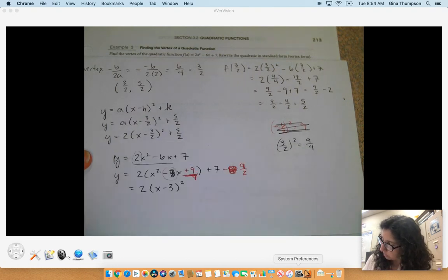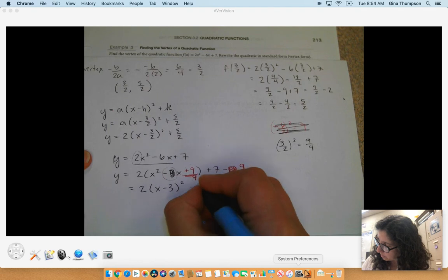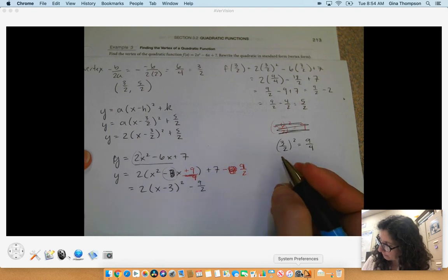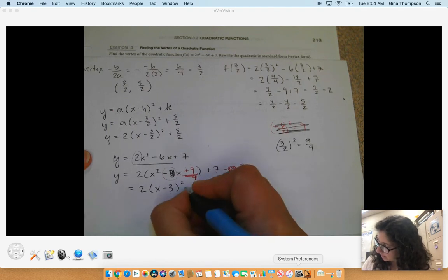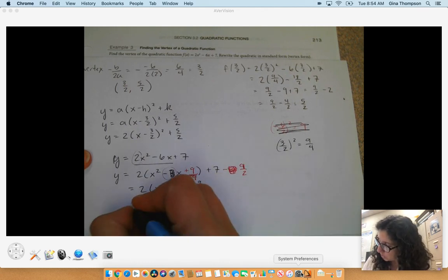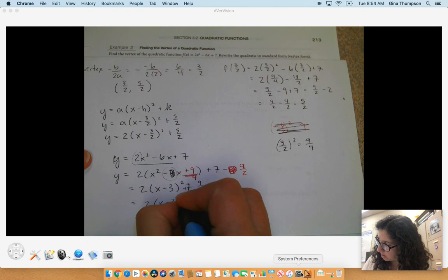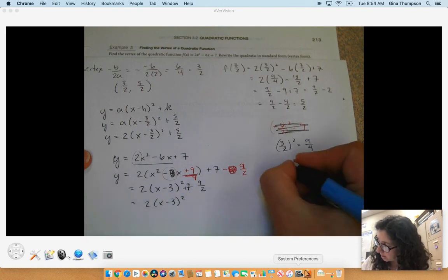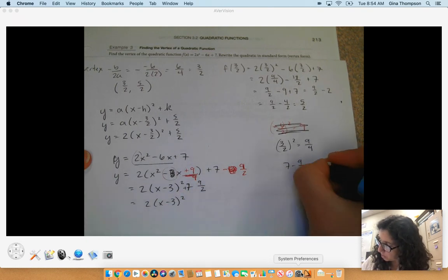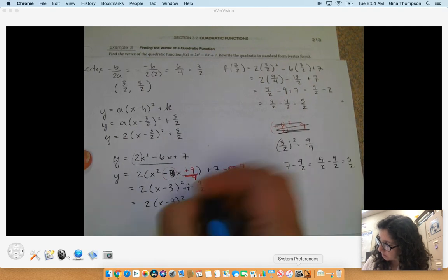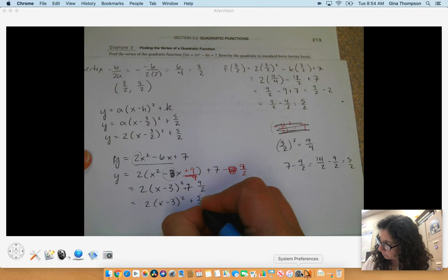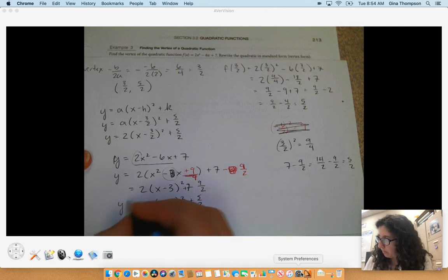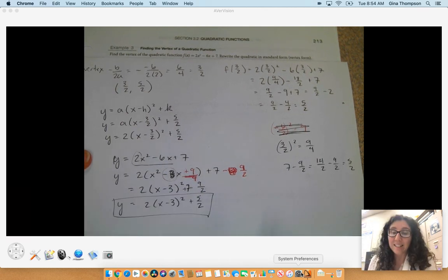Okay. So I have a plus 7 minus 9/2, right? This plus 7 is from there. So this is 2 times x minus 3/2 squared. What's 7 minus 9/2? Well, it's going to be 14/2 minus 9/2 is 5/2. And there we go. I've completed the square.